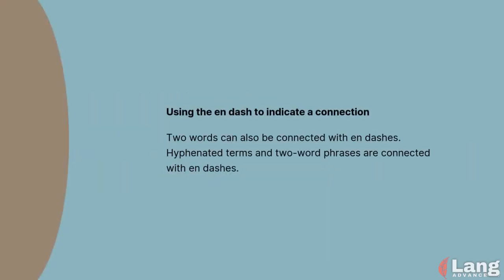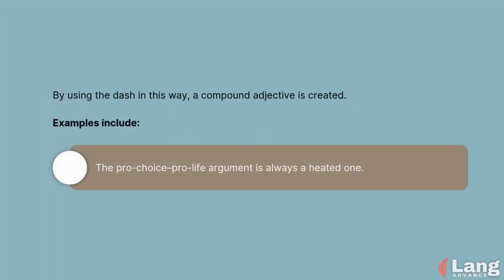Using the N dash to indicate a connection. Two words can also be connected with an N dash. Hyphenated terms and two-word phrases are connected with N dashes. By using the dash in this way, a compound adjective is created. Here is an example for you. The pro-choice, pro-life argument is always a heated one.